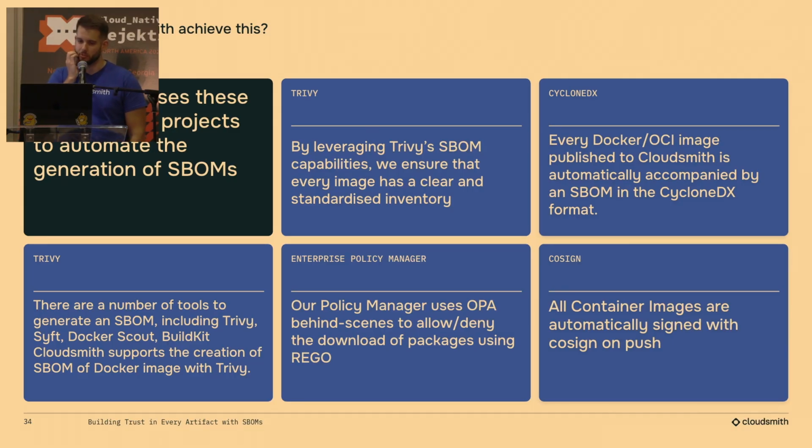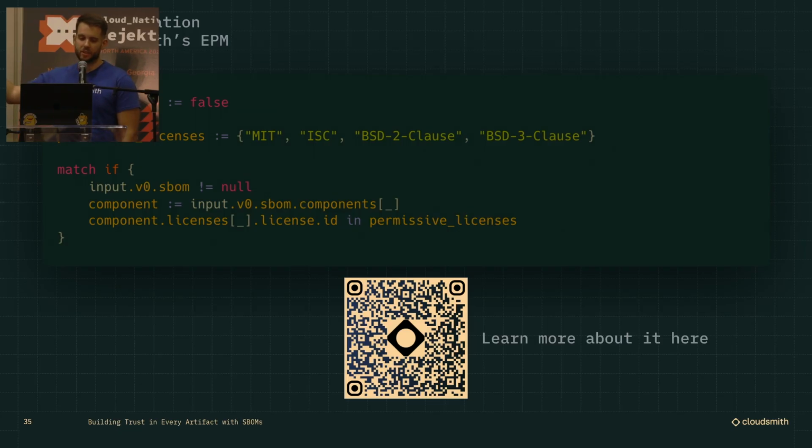So how do we actually achieve this at Cloudsmith? I mentioned before that some registries actually help you with this a bit. In Cloudsmith, if you push a container image, we create an SBOM automatically, and then using our enterprise policy manager, you can create a very simple REGO policy like this one. It's literally 3 lines. It checks that all of your packages are using those licenses, and if they're not, it won't allow them to be downloaded.